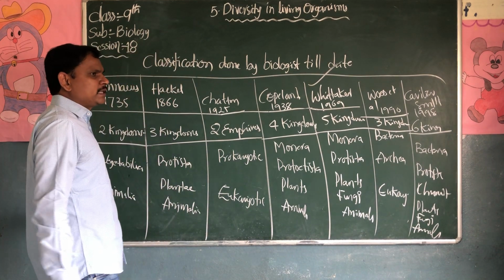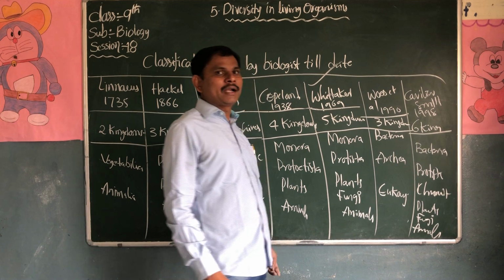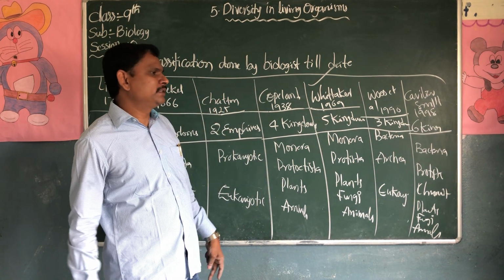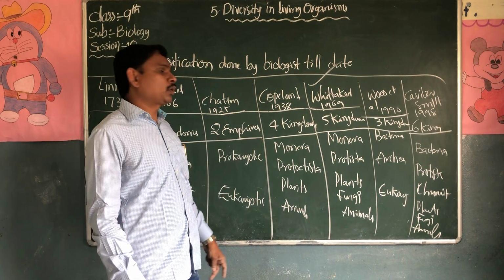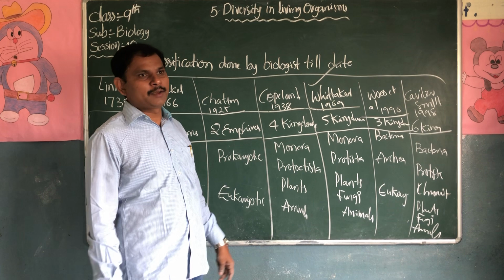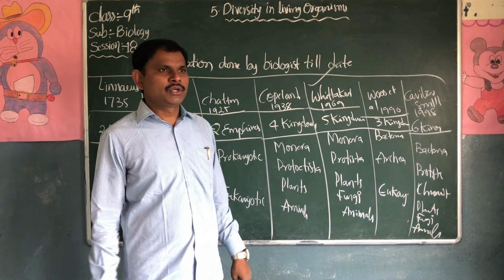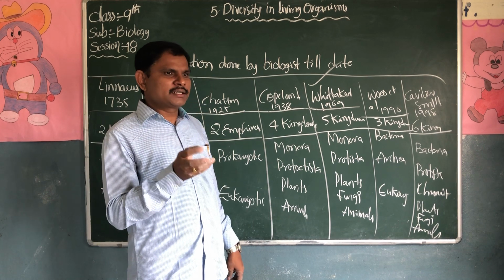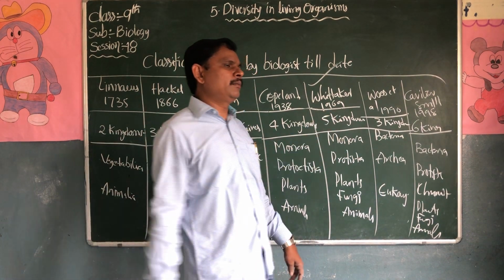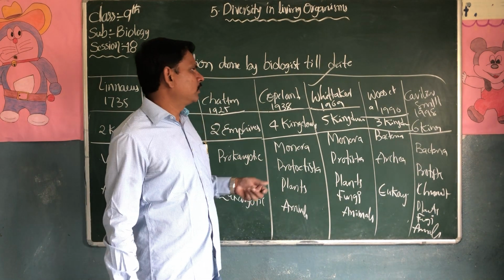Next, Copeland came and he divided 4 kingdoms. Already 2 kingdoms were there, plants and animals, and they are also there in Copeland's kingdoms. So he added 2 more kingdoms, that is Monera and Protista. He observed some specific characters in the organisms, and if the structure looked different, he gave another name, Monera and Protista.